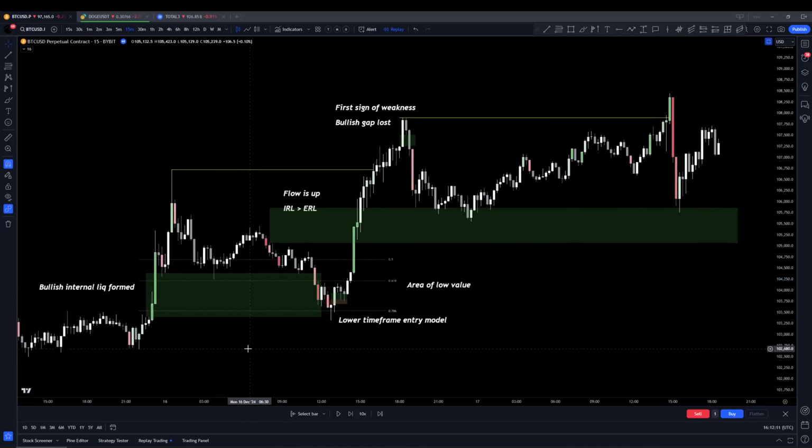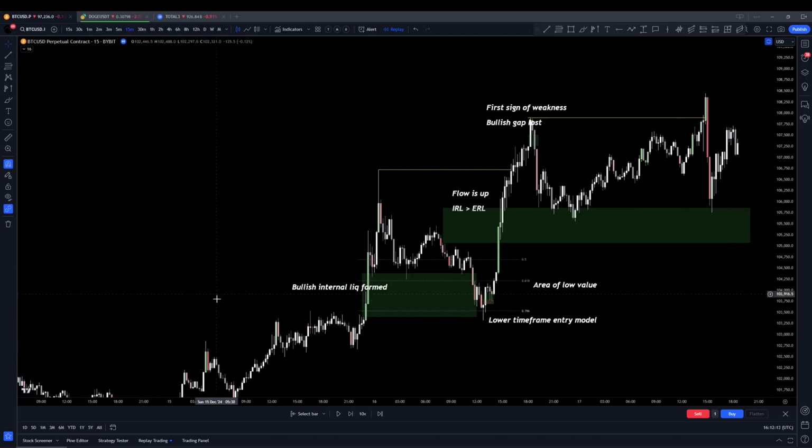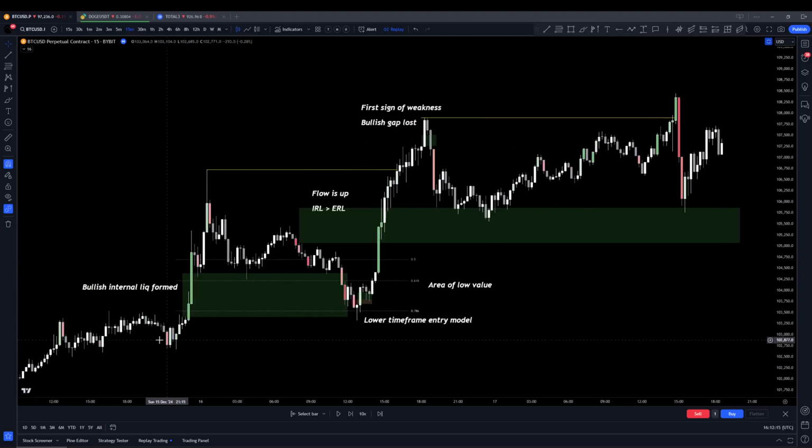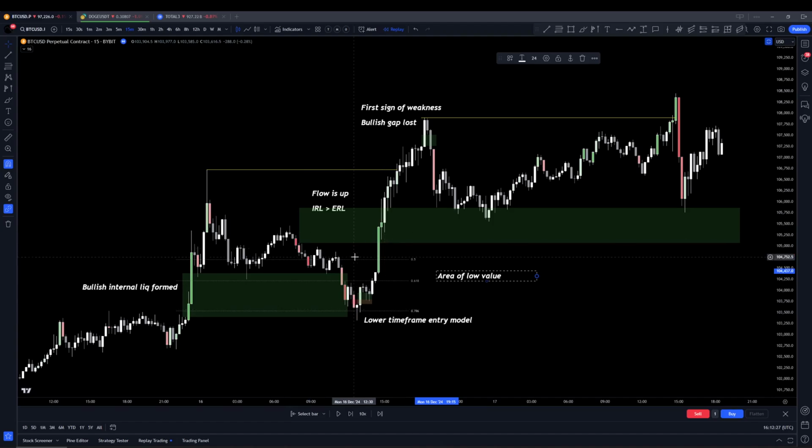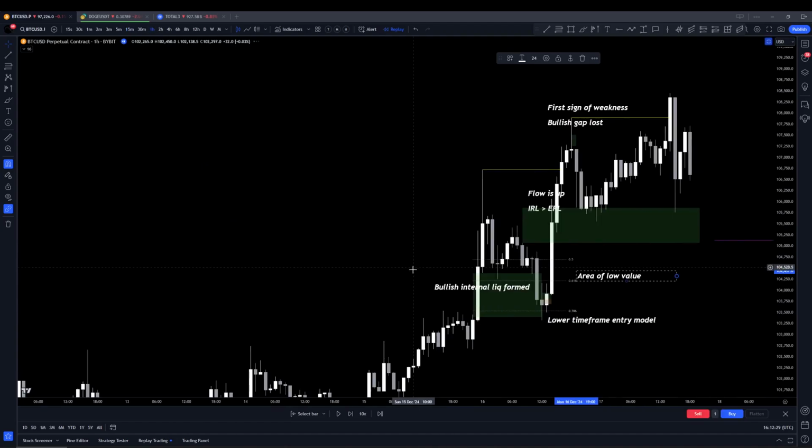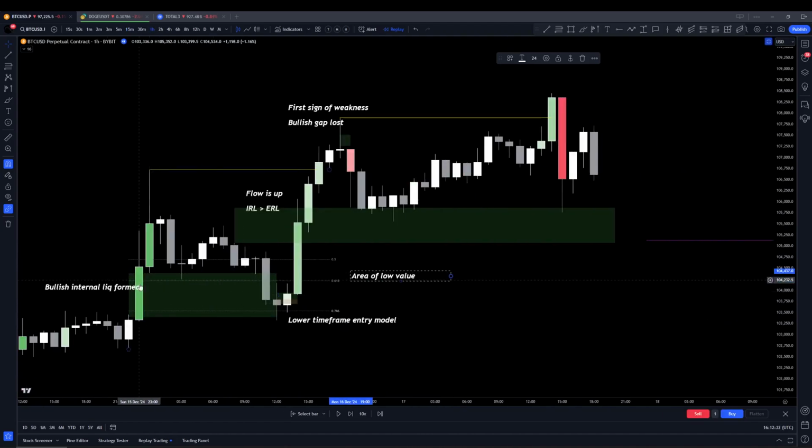Bullish internal liquidity has been formed. You can see we've pumped. Okay, we've broken all this structure. This is a bullish swing range. Okay, nice and simple. Prices retraced into an area of low value. Okay, so if we want to buy, we're buying at lower prices. Okay, that's perfect. This is a 1-hour gap. Okay, 1-hour gap. Nice, big, clear, obvious 1-hour gap. We want to trade internal to external. Okay, we want to go with the flow of the market, right?